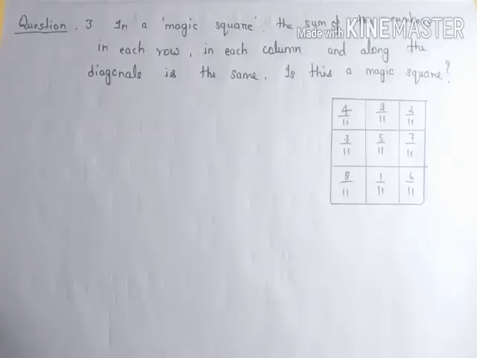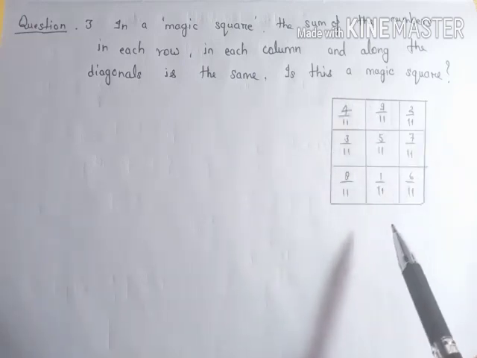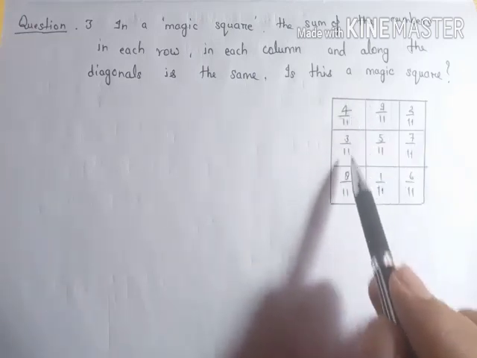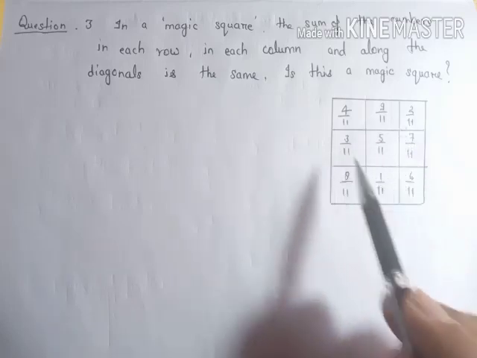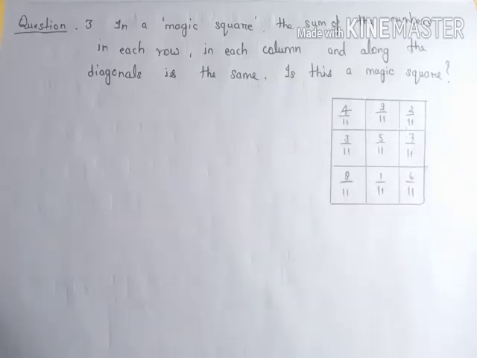Now in the third question a magic square is given. In a magic square, the sum of the numbers in each row, in each column and along the diagonals is the same. Is this a magic square? The simple meaning of this question is, we are given a square here. You can see that it is 4 upon 11, 3 upon 11, 8 upon 11 and so on. Numbers are written. There are 9 numbers.